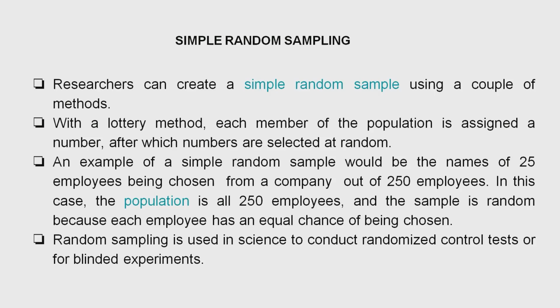There is an example given here. An example of a simple random sample would be the names of 25 employees being chosen from a company out of 250 employees. So there may be 250 employees in the company, but for my study I need only the responses from 25 employees. Now how am I going to select these 25? Here the 250 employees is called the population, and the 25 which I am going to select for my study is called the sample.